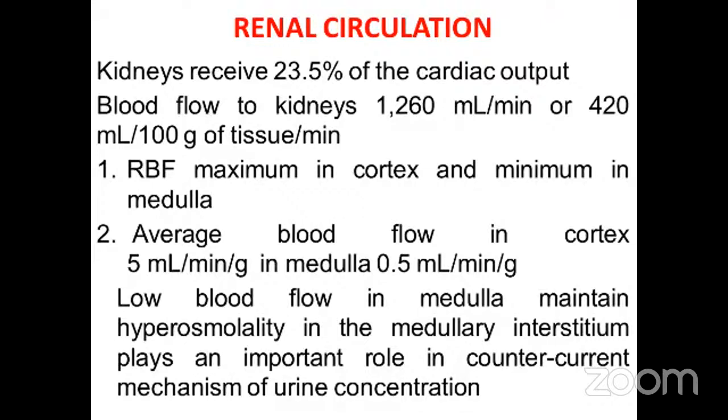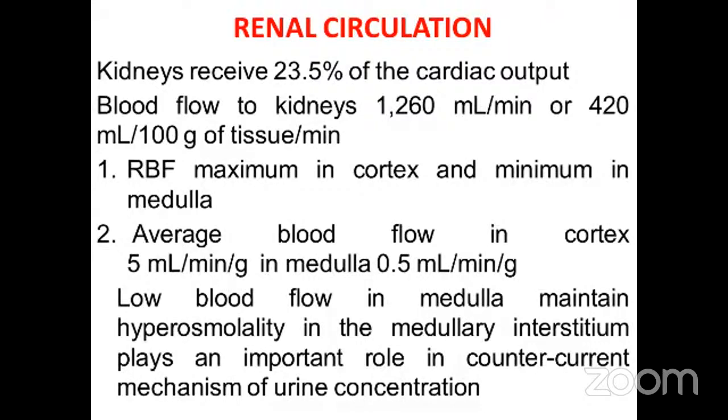But it is not for the metabolic need, it is for the filtration of the plasma. So the kidney blood flow is more, that is 1,260 ml per minute or 450 ml per 100 gram of tissue per minute. It is maximum in the cortex and less in the medulla. Average blood flow in the cortex is 5 ml per minute per gram. In the medulla, only 0.5 ml per minute per gram.